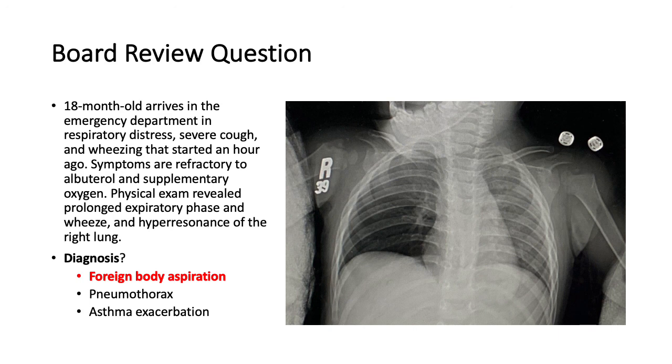Given the fact that the patient is wheezing and not responding to albuterol and supplementary oxygen, it's unlikely that the patient has an asthma exacerbation. Looking at the imaging, you'll notice that the trachea is not midline, but rather deviated to the left, away from the affected lung, which looks hyperexpanded and radiolucent. This is a classic presentation for foreign body aspiration down the right main bronchus in this young patient. The reason why it's not pneumothorax is because you'd see lung collapse rather than hyperinflation, and wheezing is not a typical symptom of pneumothorax.